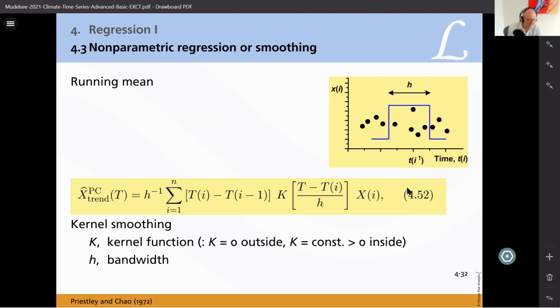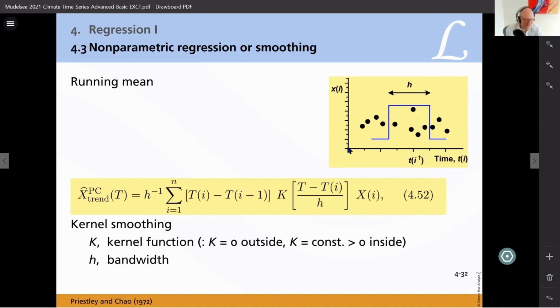And some of you perhaps have worked with a technique called running mean smoothing. Is anyone aware of this? Just raise your hand. So, good. Yeah, great.